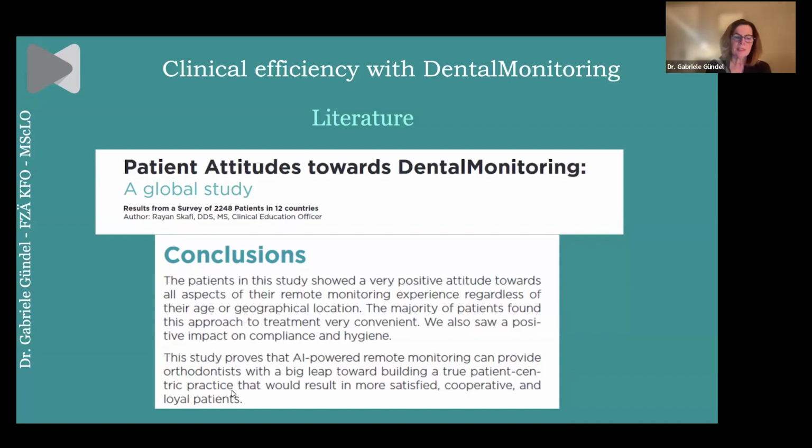So this study proves that AI-powered remote monitoring can provide orthodontists with a big leap toward building a true patient-centric practice that would result in more satisfied, cooperative, and loyal patients. And this I can really tell you, this is really a fact. We have a lot of really thankful patients. They love their scans.